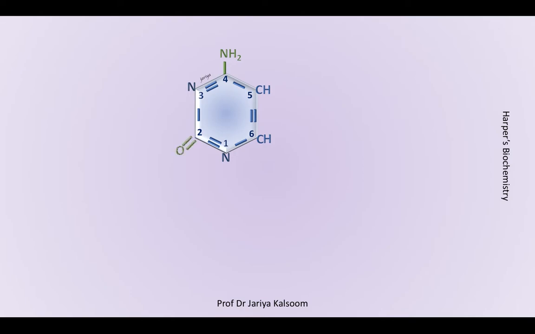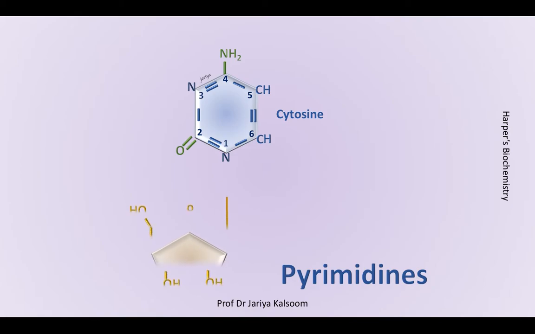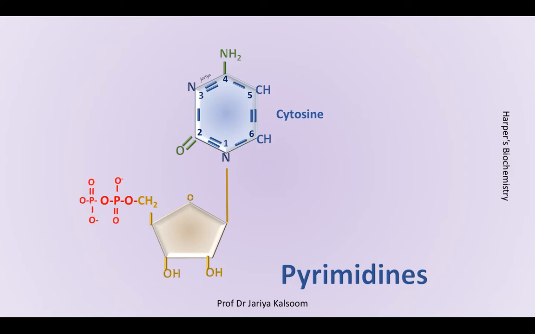An amide group at carbon 4 and an oxygen atom at carbon 2 of the pyrimidine ring makes it the pyrimidine cytosine, and linkage of sugar to the ring nitrogen of cytosine converts it to its nucleoside form, cytidine, and esterification of a phosphate group to the hydroxyl group of the ribose sugar may convert it into CMP, CDP or CTP depending upon the number of phosphates added.